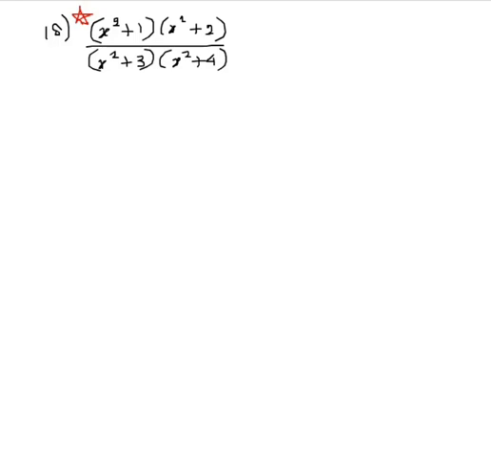Question number 18. It is an important question. Put a star in your textbook. Integral (x square plus 1) into (x square plus 2) divided by (x square plus 3) into (x square plus 4). The degree of the numerator is 4. Degree of the denominator is also 4. The degrees are same. So it is an improper fraction.